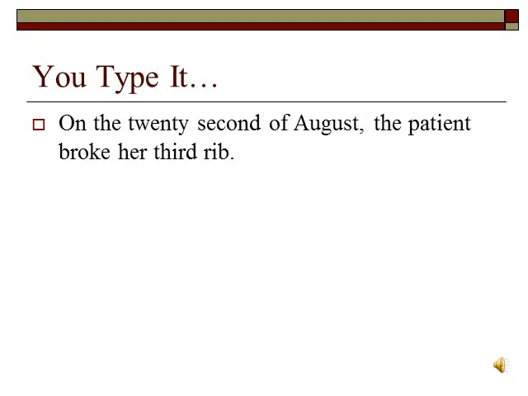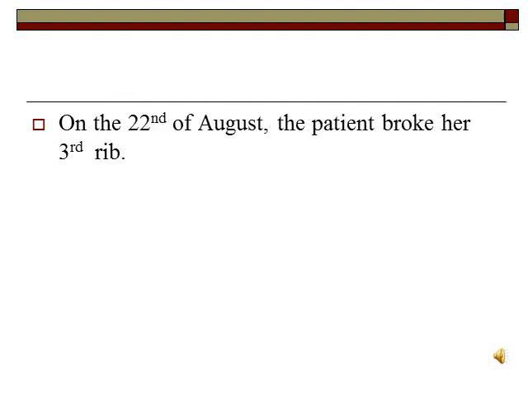Here's our next you-type-it sentence. On the 22nd of August, the patient broke her 3rd rib. And here's the correct way to transcribe that. On the 22nd of August, the patient broke her 3rd rib. So here we're using these ordinals again.